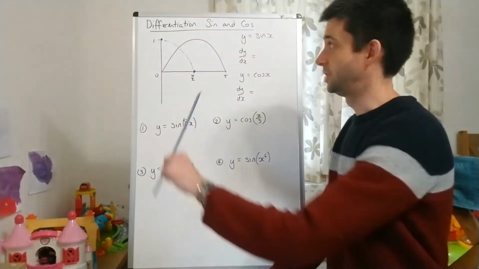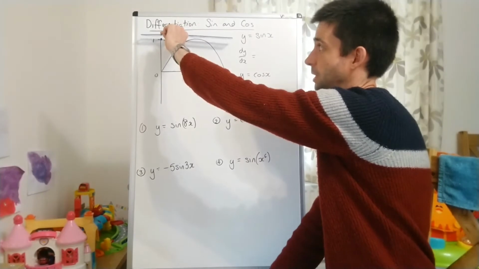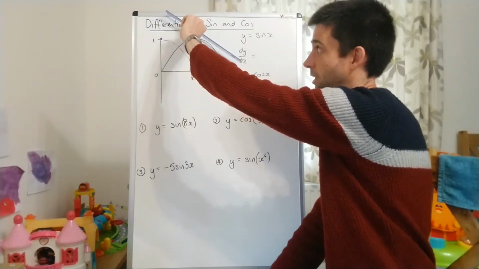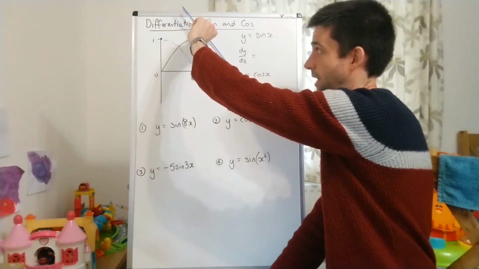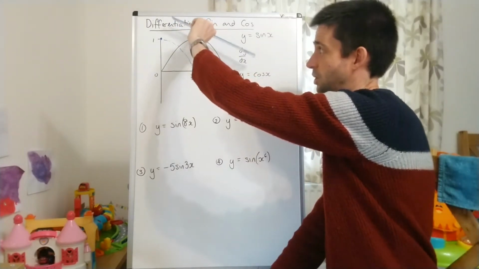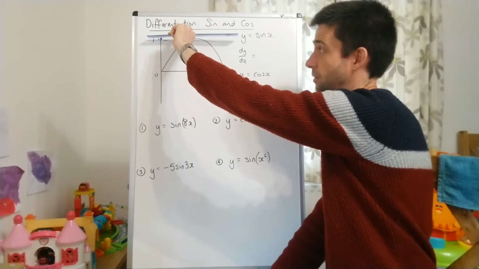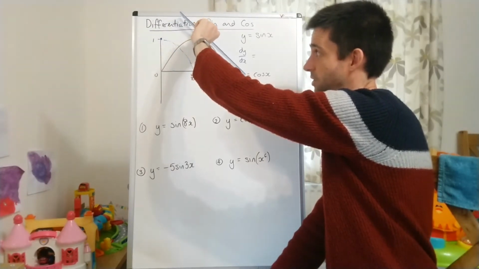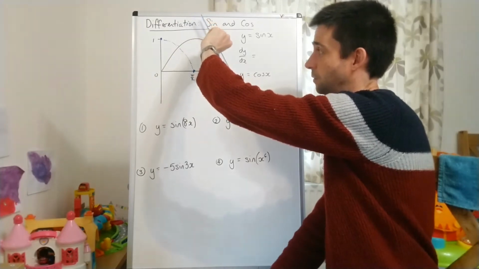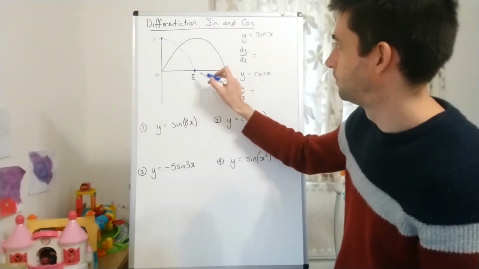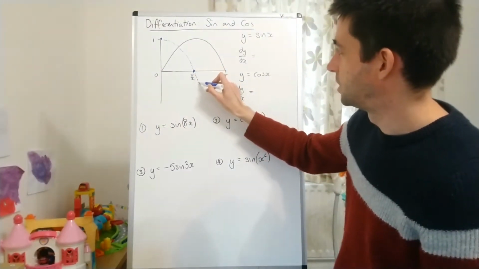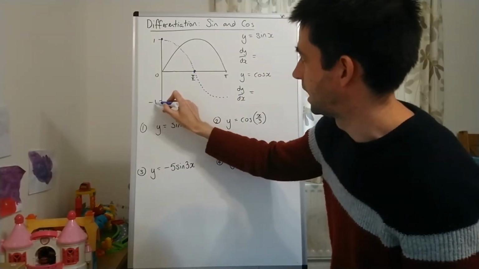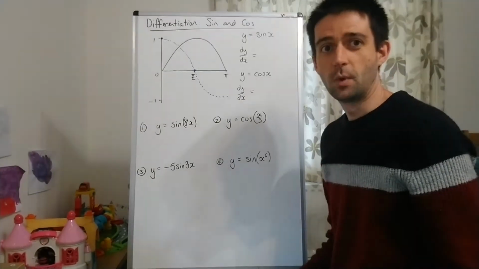What's happening past pi over 2? Well, after that, the gradient of the tangent, if you look at my ruler, it's starting to slope downwards, so the gradient is negative. So what's actually happening now is the gradient is getting steeper and steeper negatively, so further and further into the negative numbers. And what actually happens is, by the time we get to pi, we get to a gradient value of -1.